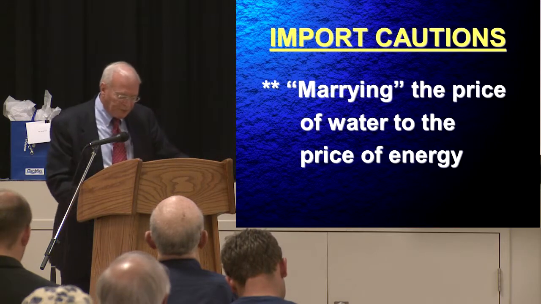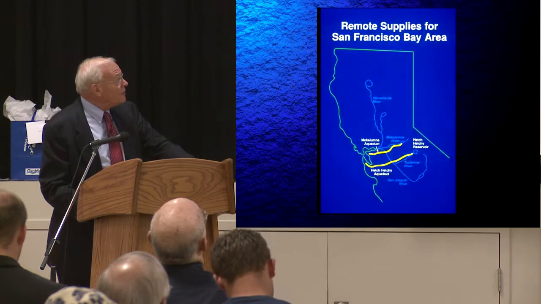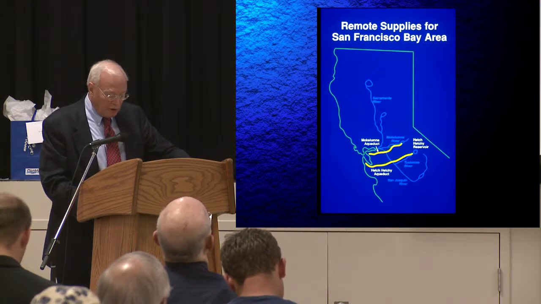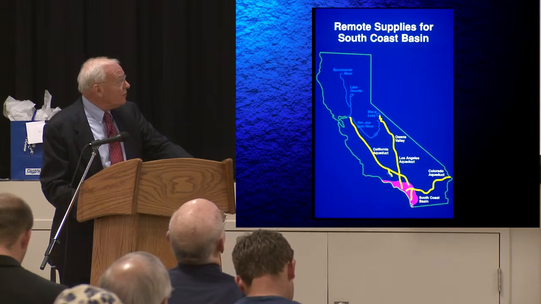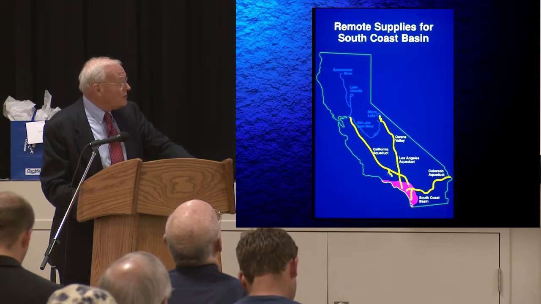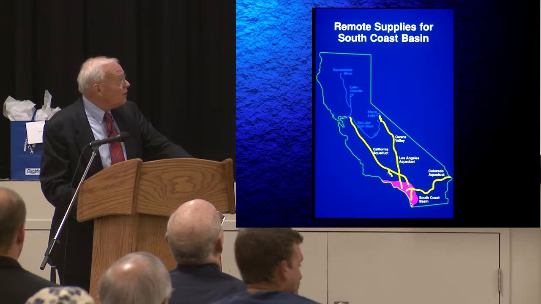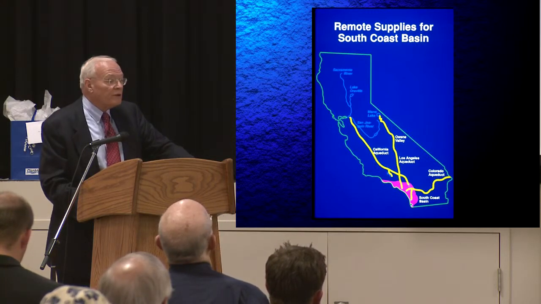Now let me show you the other 2 maps. San Francisco Bay Area gets its supplies remotely, and finally the Los Angeles area gets its supplies from 3 sources and then from within its own basin. I want to draw your attention particularly to the supply on the right from the Owens Valley.